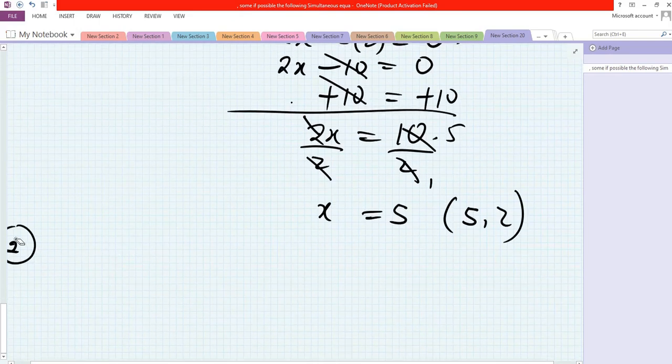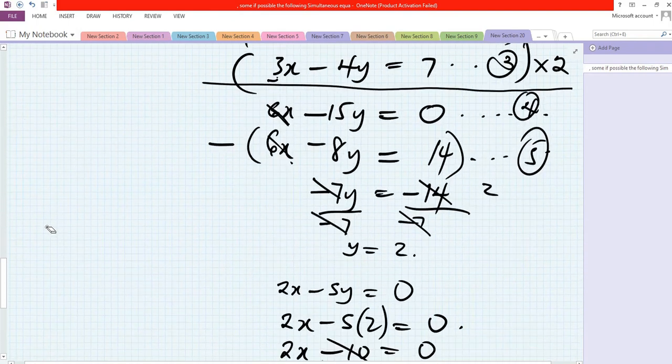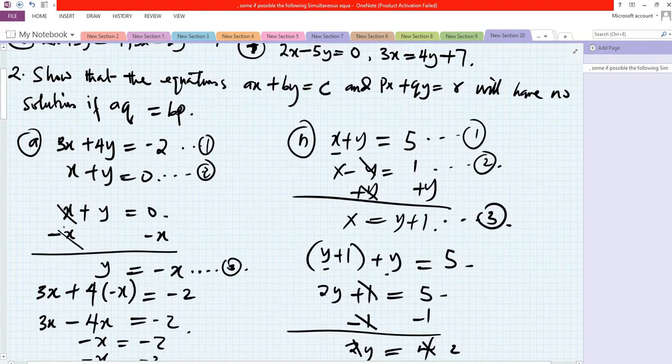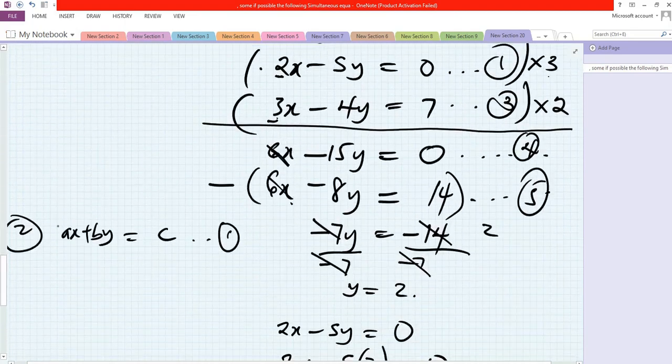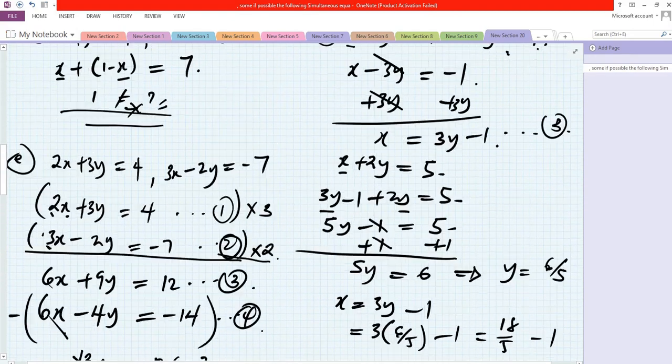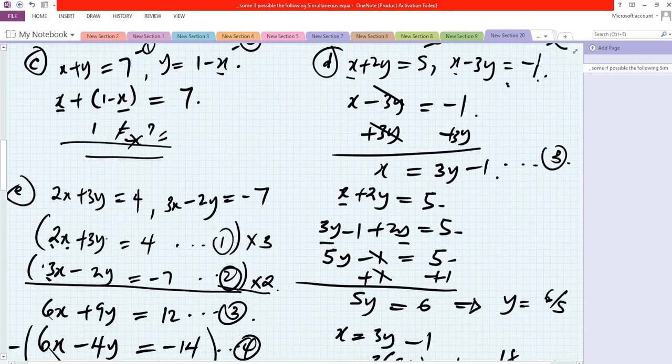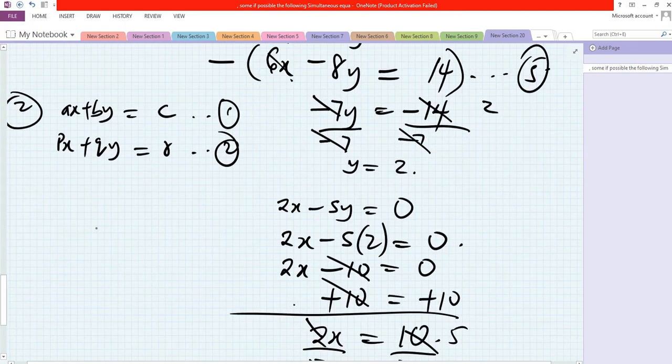Let me do it here. Number 2, you have ax plus by equal to c. Equation 1. Now the next one, you have px plus qy equal to r. Equation 2. Let me be sure it's correct. Okay, px plus qy equal to r. Equation 2.